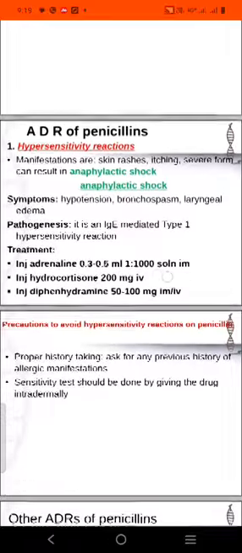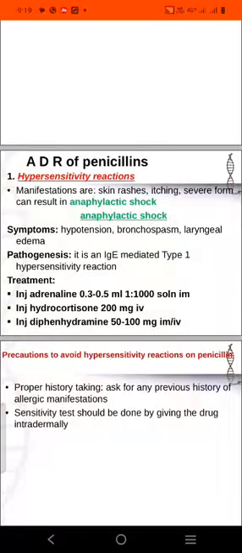So the adverse reaction of penicillin is hypersensitivity reaction. Penicillin has the least adverse reactions; it is one of the best antibiotics with fewer adverse reactions. The main adverse reaction for penicillin is hypersensitivity reaction. It will produce mild skin rash like itching, and the severe form can be anaphylactic shock.